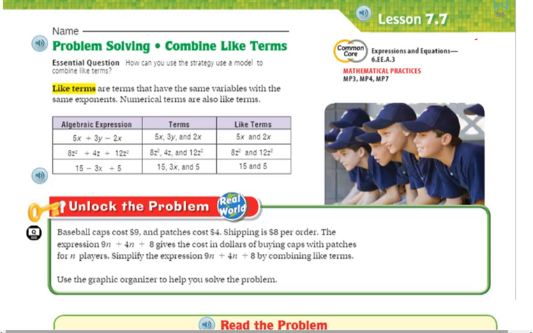This is located on page 395, and the topic for today's lesson is problem solving by combining like terms. You'll hear me refer to this as CLT, combining like terms. The essential question is, how can you use the strategy, use a model to combine like terms? So we're going to show you how to use a model to combine like terms, but then we're going to show you another way of boxing in your terms that will help.